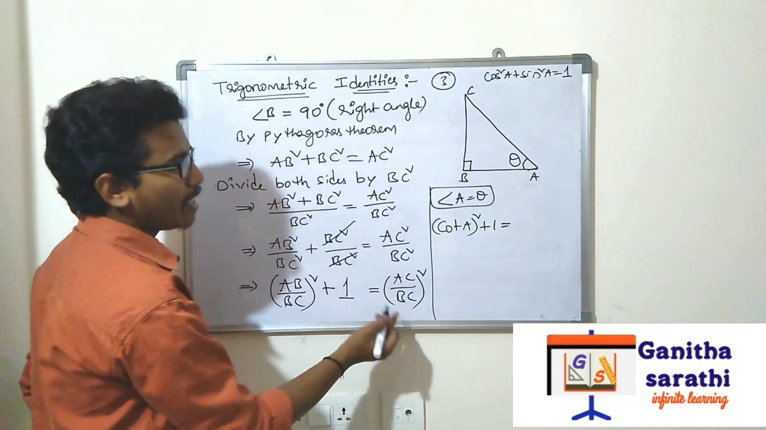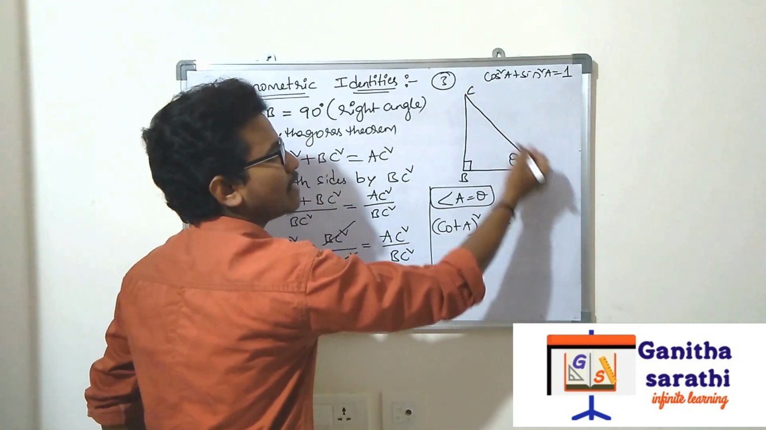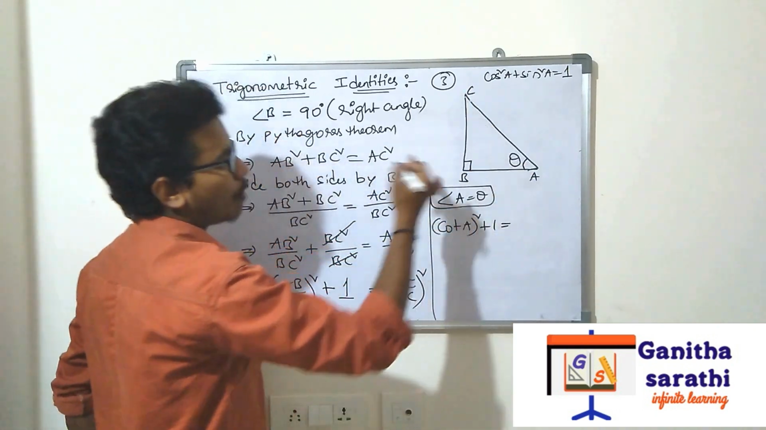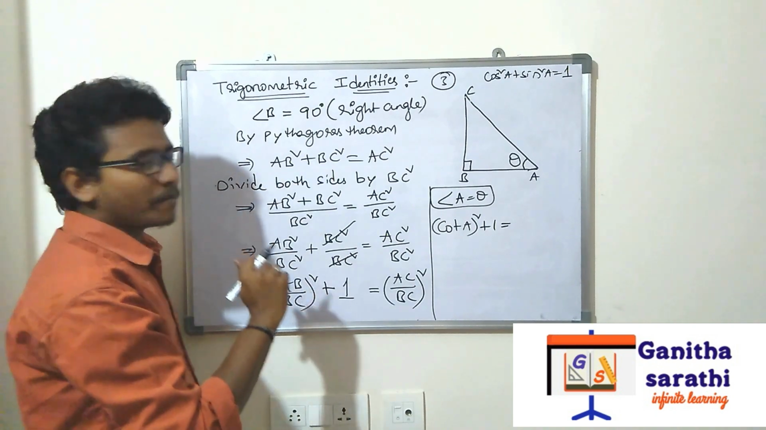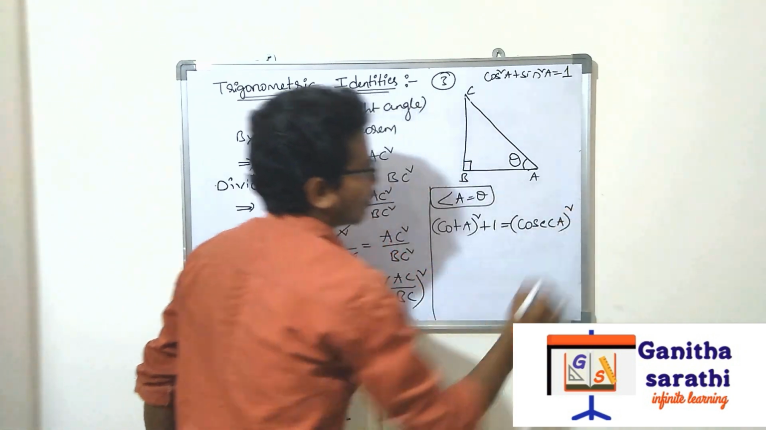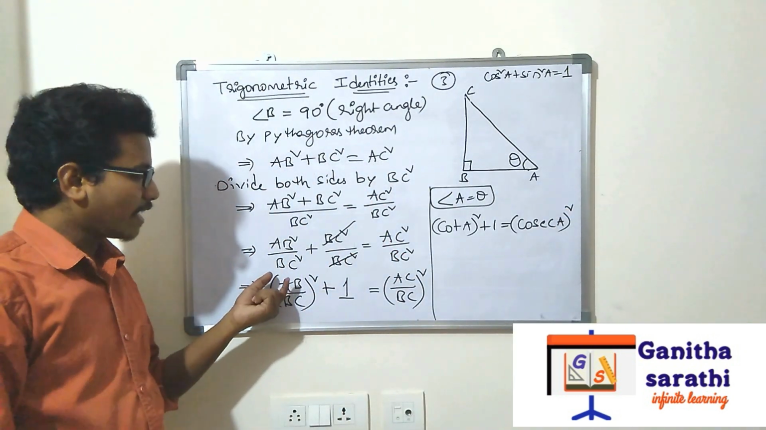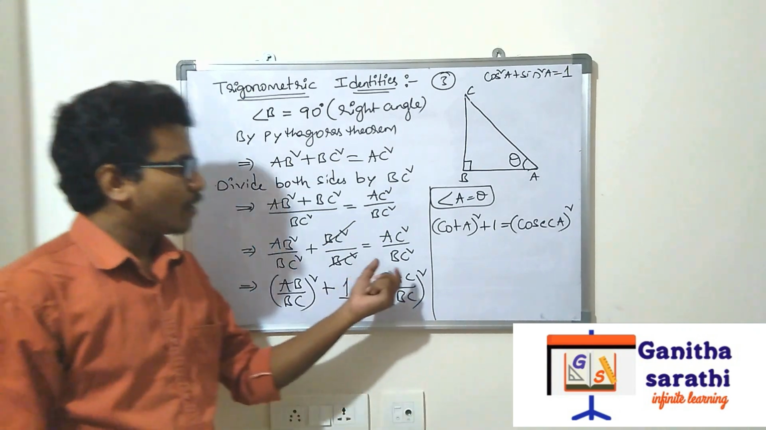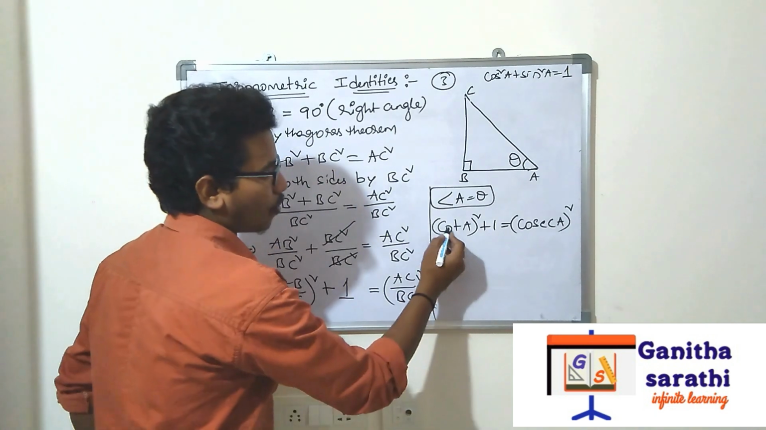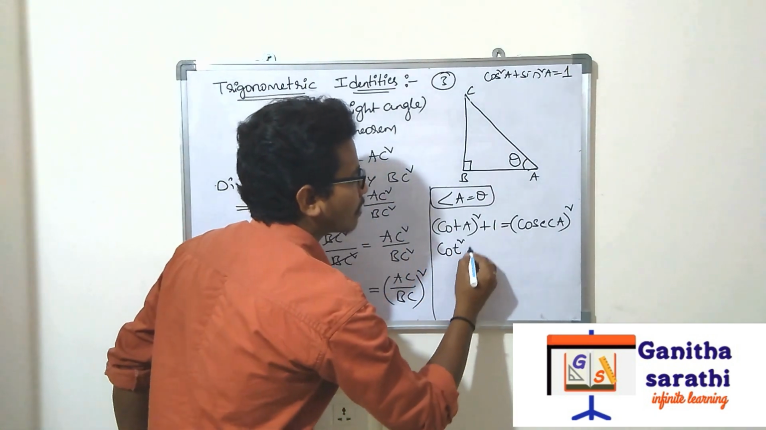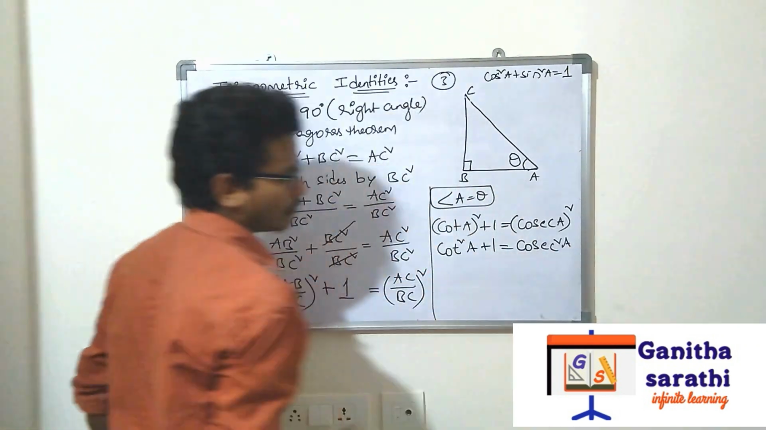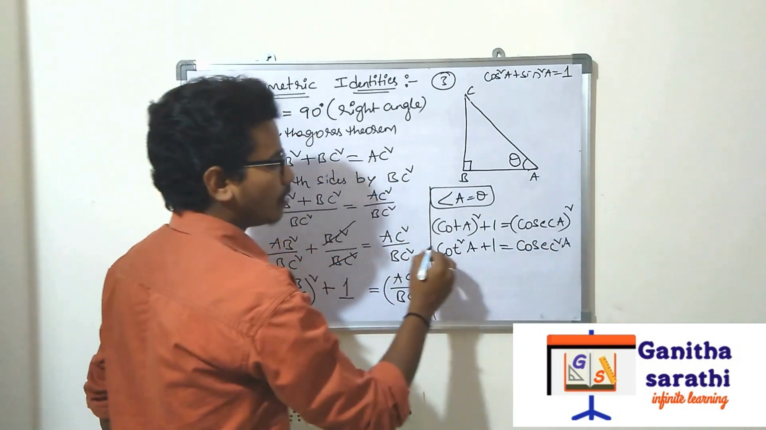is equal to AC by BC. AC is, with theta, related as hypotenuse, right? Hypotenuse by opposite side means cosec theta. So cosec A whole square. Understood? See, adjacent side by opposite side means cot square. Next, hypotenuse by opposite side means cosec, right? So cot A whole square plus 1 is equal to cosec square A. Okay, cot square A plus 1 is equal to cosec square A.